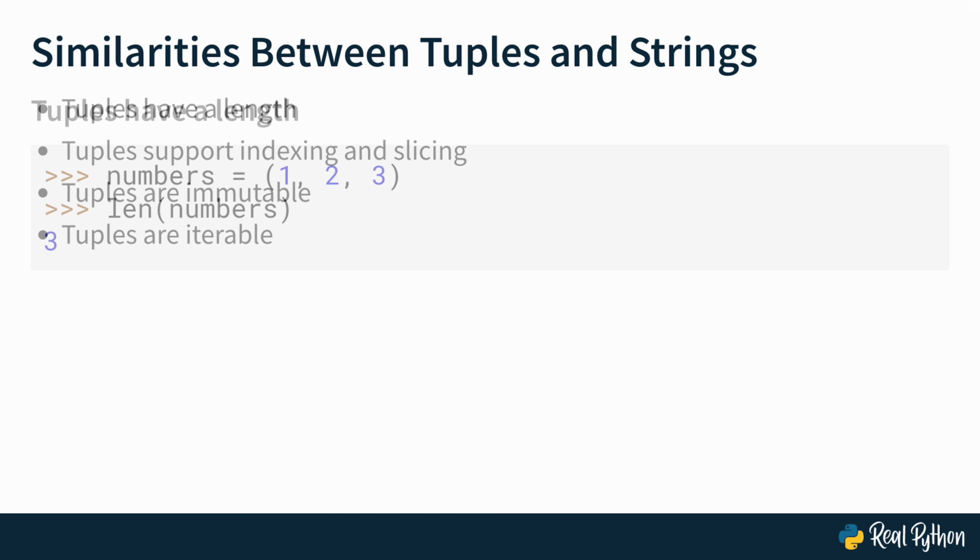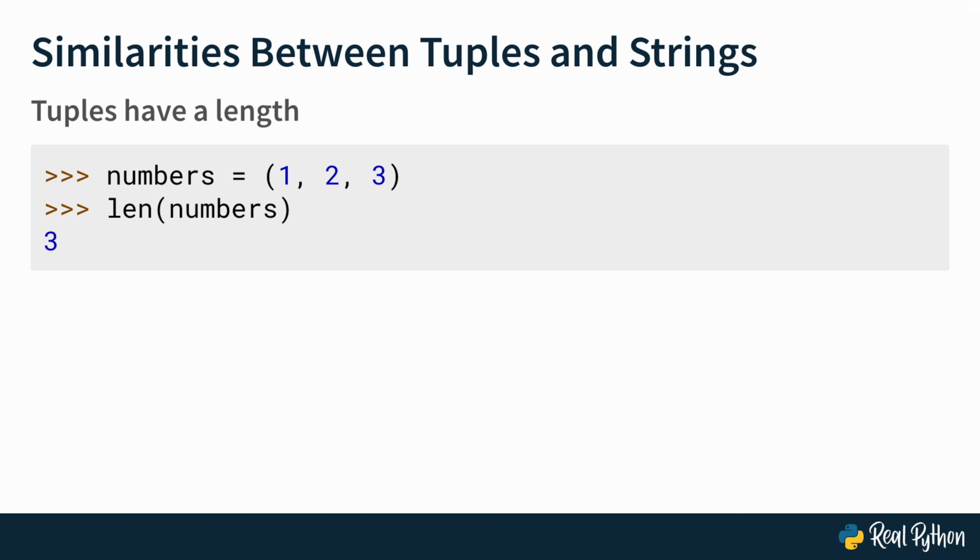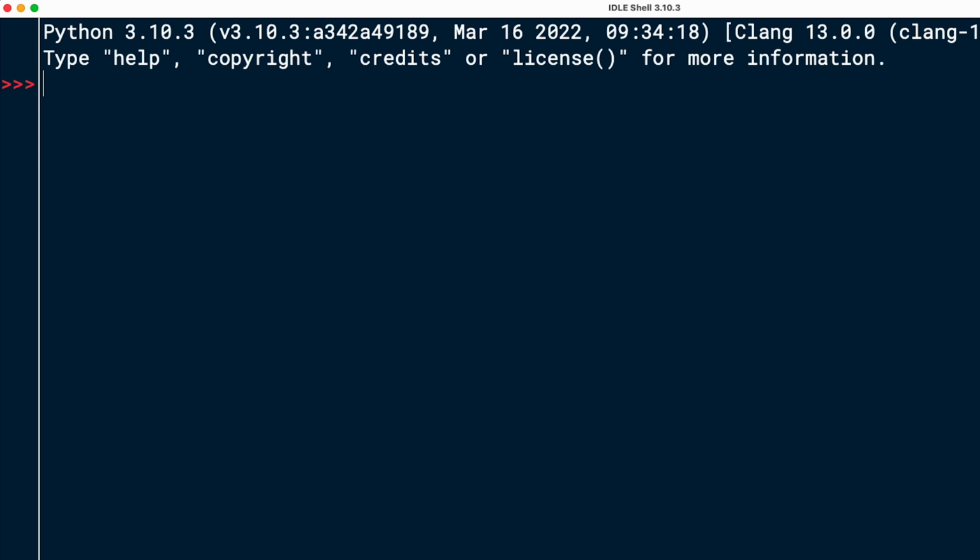Start off by looking at the length of a tuple. Just like with a string, you can call the len function and pass it a tuple, and as a result, you'll get how many elements are in the tuple. Let's try that out in IDLE. So you've seen a numbers tuple that just points to 1, 2, 3.